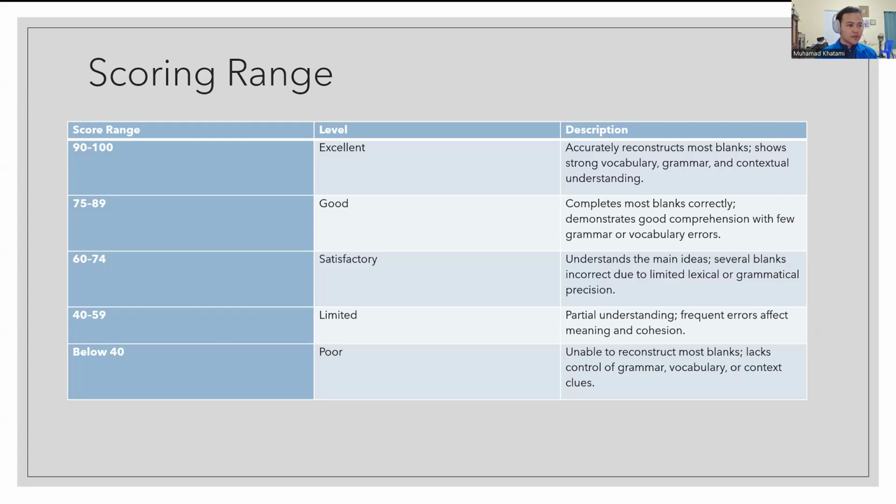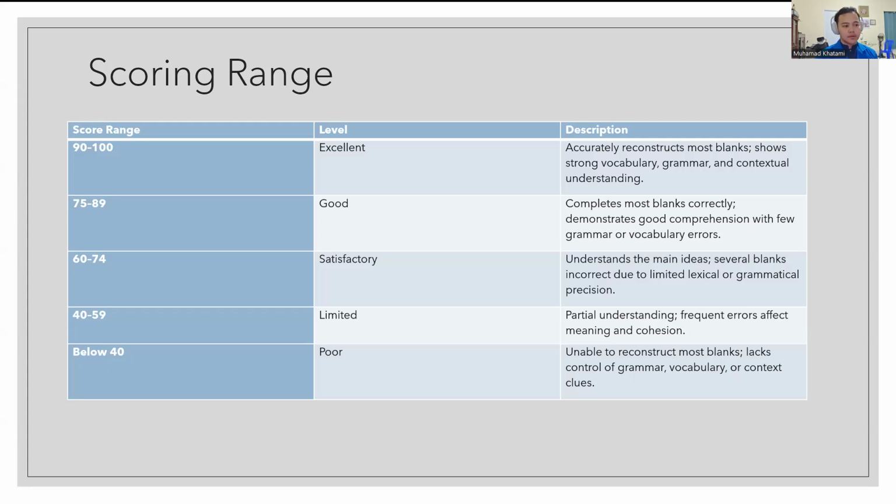For the score range of 75 to 89, it is considered good. They complete most blanks correctly and demonstrate good comprehension with few grammar and or vocabulary errors. And then for the score range of 60 to 74, it is considered satisfactory. The students understand the main ideas, although several blanks might be incorrect due to limited lexical or grammatical precision.